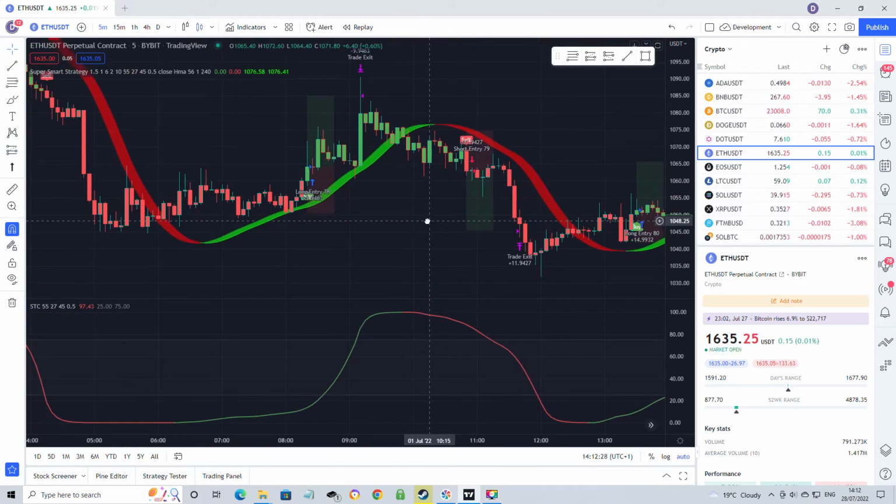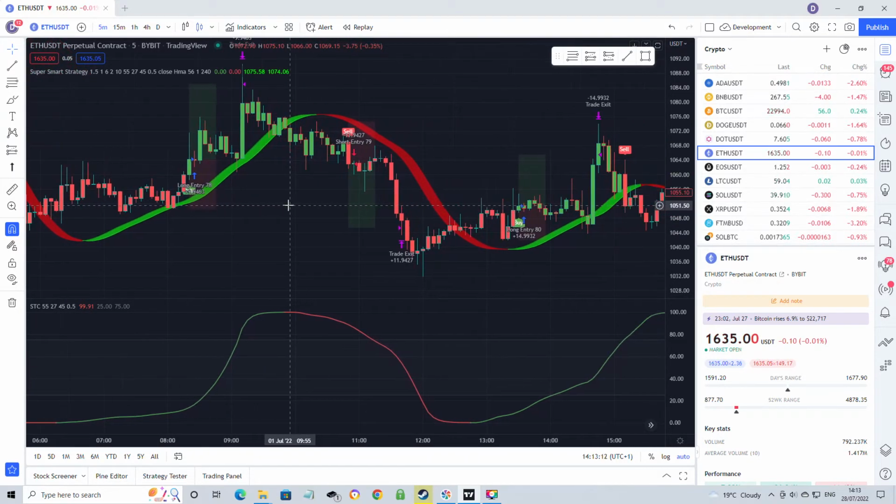But essentially, for a long entry, the conditions we're looking for are the STC needs to be green. It needs to be below this 25 level. There needs to be a buy signal on the UT bot, and the whole suite needs to be green. This is our trigger candle here. The entry would be at the opening of the next candle. So you can see stop loss, recent swing low, which would be here. And we're targeting a 1 to 1.5 risk reward ratio. You can see that was hit on this candle here.